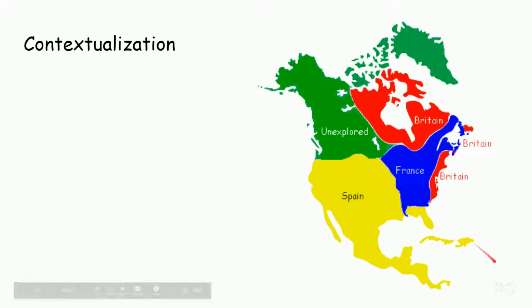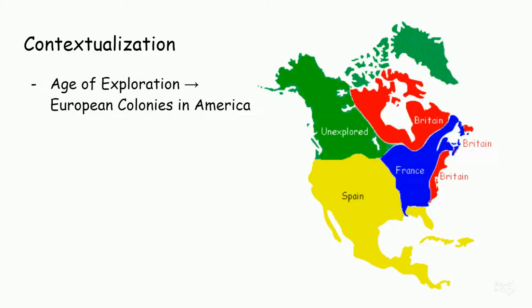Alright, so the first thing we gotta do is just contextualize this whole thing, and we're going to be talking about two different things. The first of which is the Age of Exploration, and how it actually leads to the European colonies in America. As you can see, there are three main countries here: Britain, France, and Spain. Spain is there, but don't get too involved with them. The two that we're going to be taking a lot of time on are France and Britain.